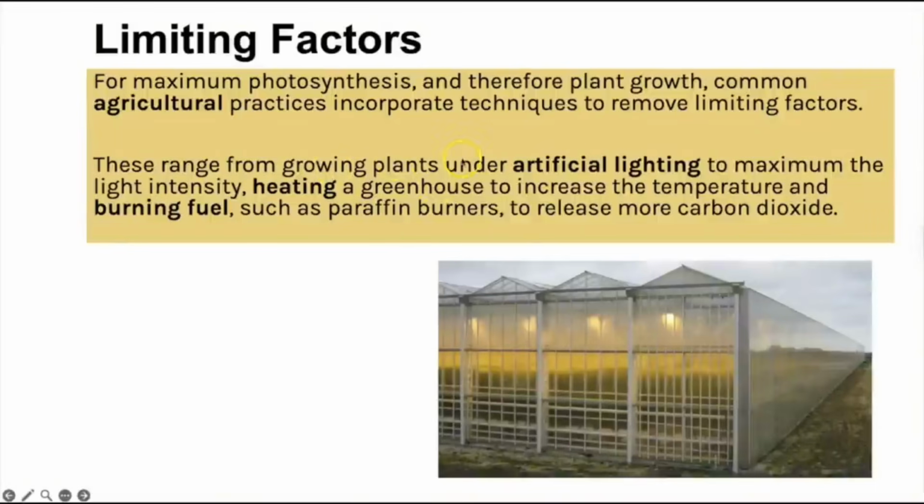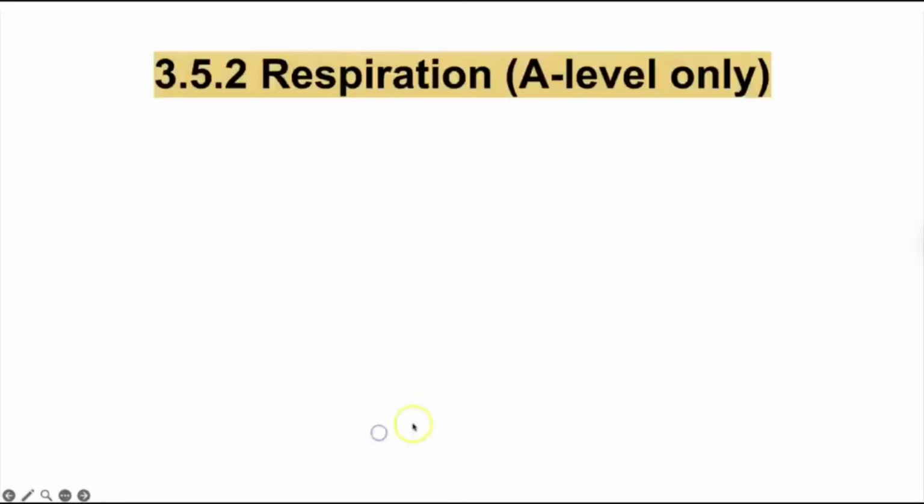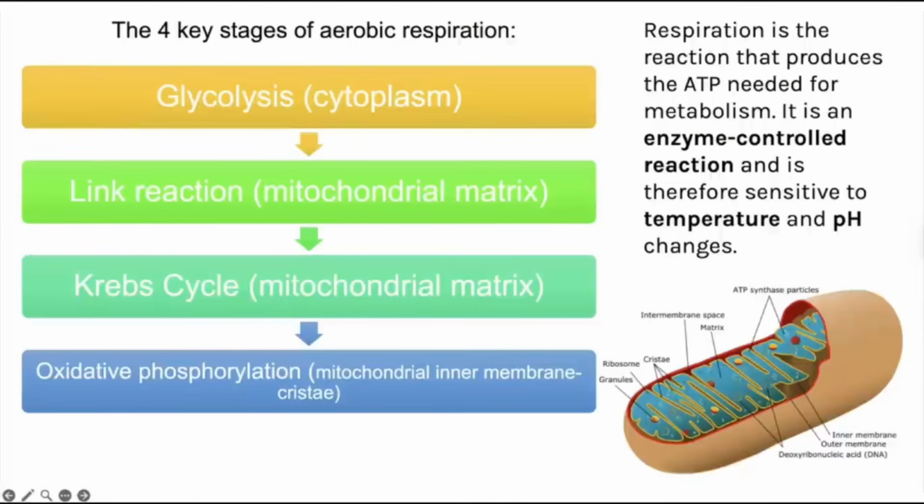And that could be by increasing the light intensity, the temperature, and burning fuel to release more carbon dioxide. But all of those strategies cost money. So they will have to work out if the extra growth from photosynthesis offsets the cost of paying for extra heating, lighting and fuel. And this often comes up as application questions linked to experiments where you have to work that out. Next is 3.5.2, respiration.